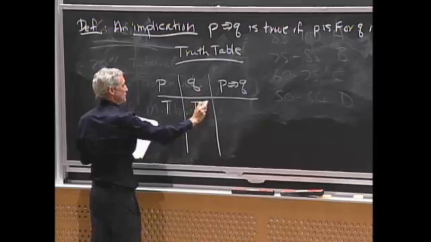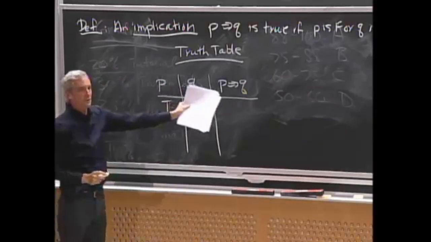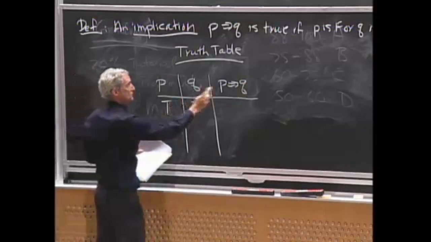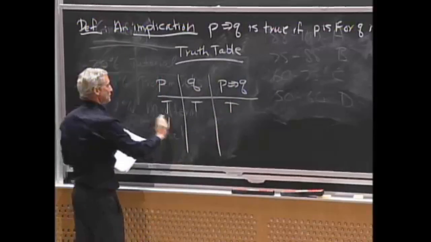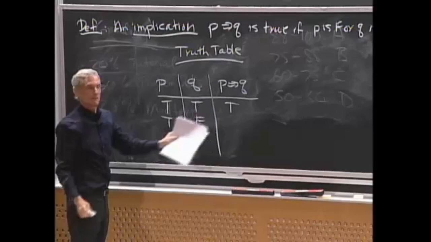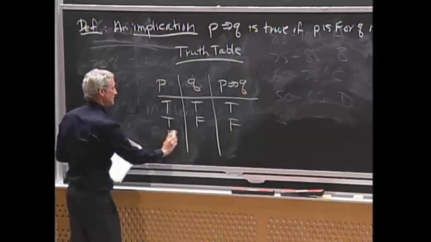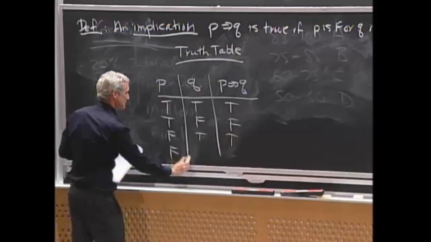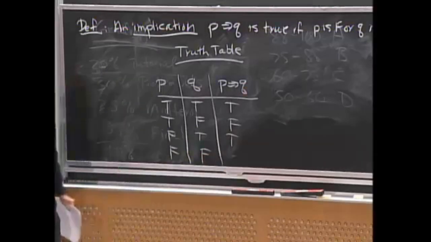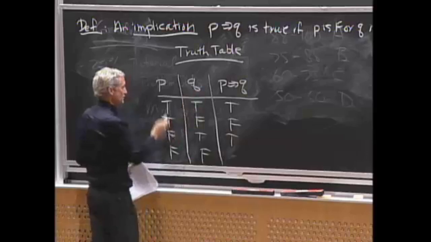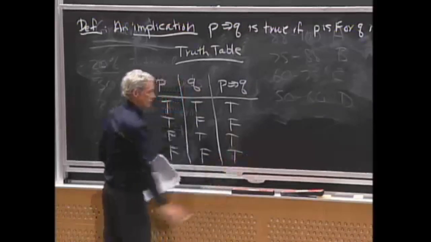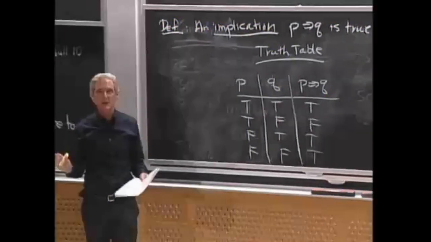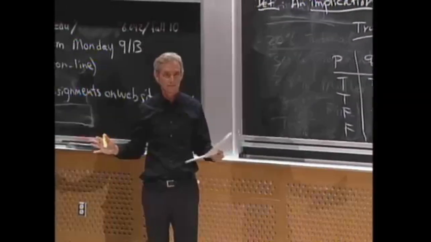If P is true and Q is true, what about P implies Q? It's true because Q is true, the definition. If P is true and Q is false, false. P is false, Q is true. True. What about false and false? Is true. Even though this is false, as long as P is false, P implies Q is true. All right? So this is important to remember. False implies anything is true, which is a little strange.